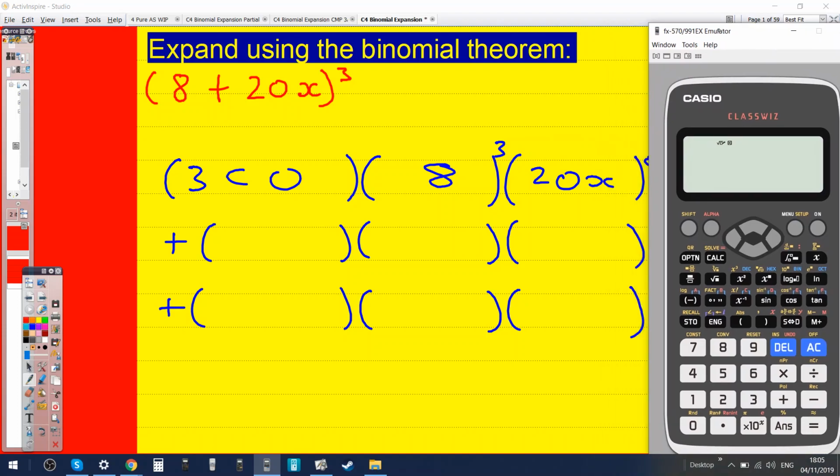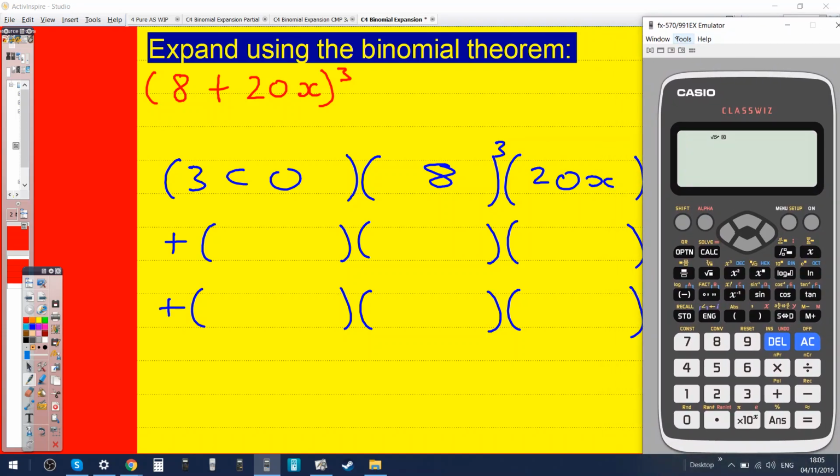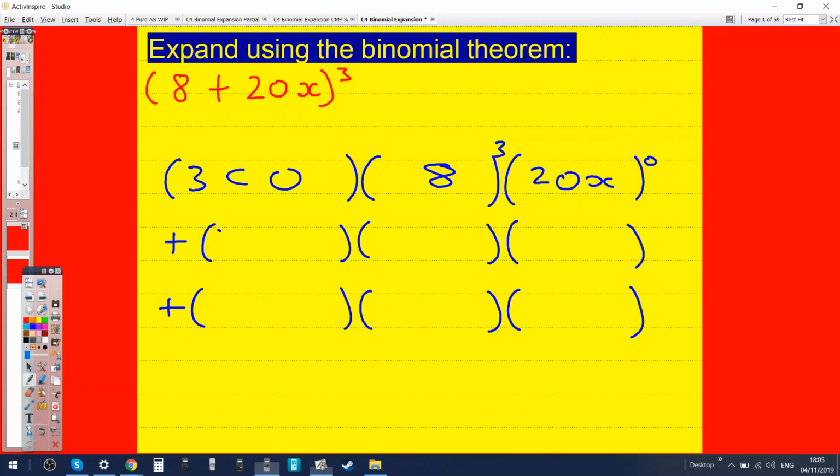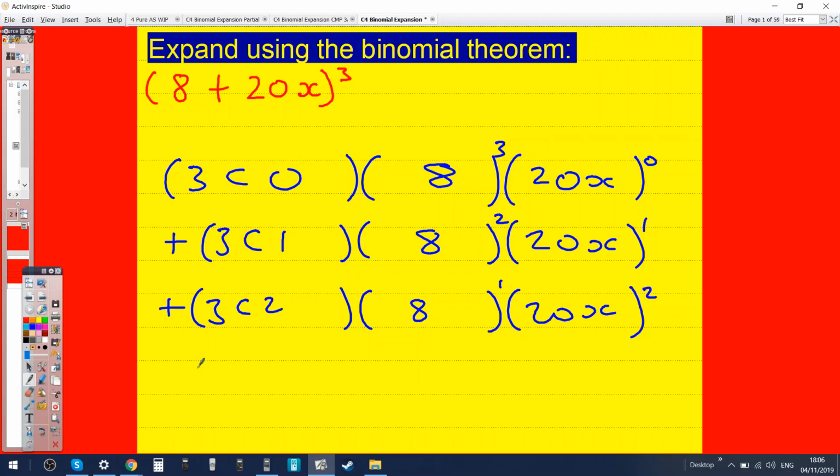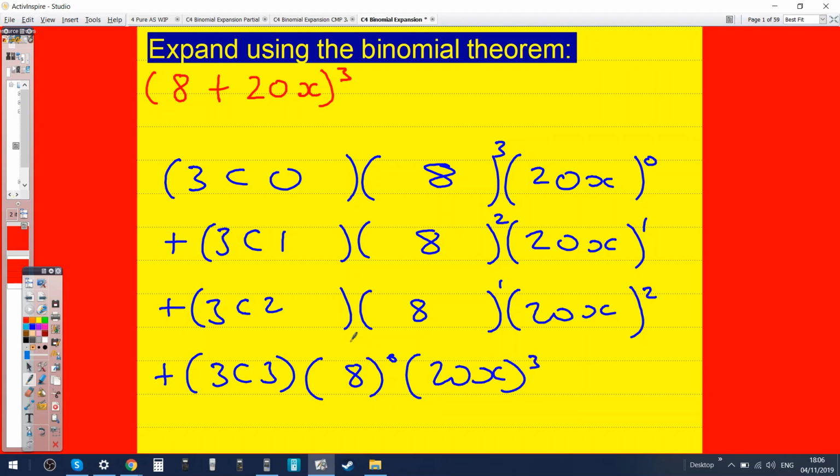And then the next one is 3 choose 1, 8 squared, then 20x to the 1. And then 3 choose 2, 8 to the 1, 20x to the 2. And then the last one is 3 choose 3, 8 to the 0, 20x to the 3. Yes, x to the 3.